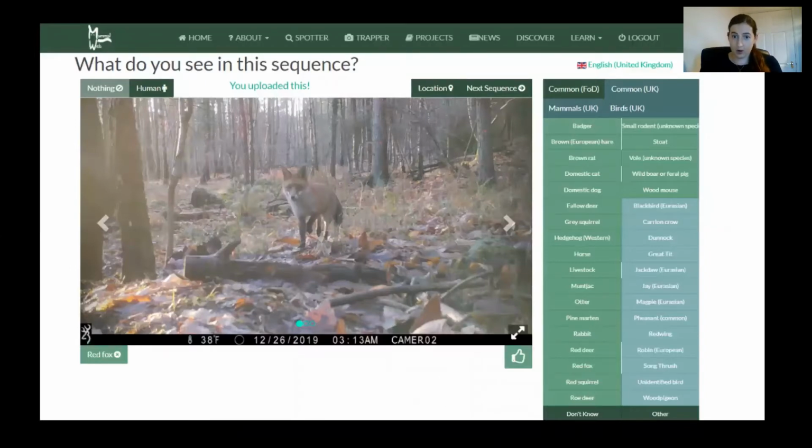When you're classifying on MammalWeb, this is the kind of screen that our spotters or classifiers would see. So you'd see the either photo, series of photos, or a short video, and then you select from the list on the right which species you think it is. You can toggle between photos if there's more than one in the sequence, and you can also like a photo with a little thumbs up, just as kind of the same way that you might like something on Facebook, just as a bit of fun, really.